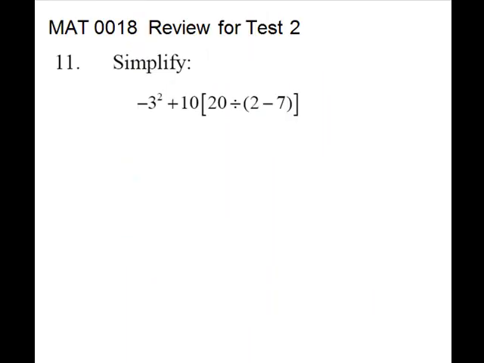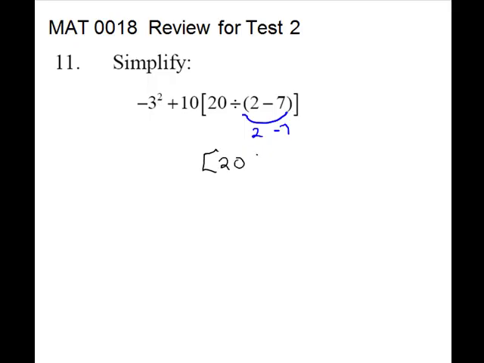Problem 11. I'm going to simplify. This is an order of operations question. We're going to start in the parentheses, and we have nested grouping symbols here, parentheses and brackets. You start at the innermost set and work your way out. So we'll start inside. We have 2 minus 7, or 2 and a negative 7. Different signs. Subtract, sign of the larger. So that will give us a negative 5. We're going to keep the brackets.